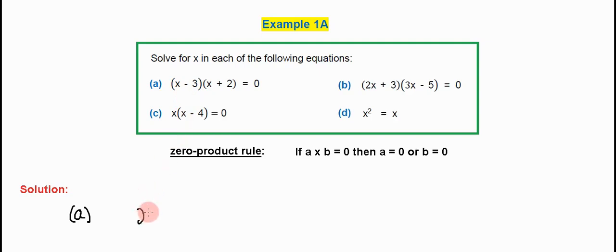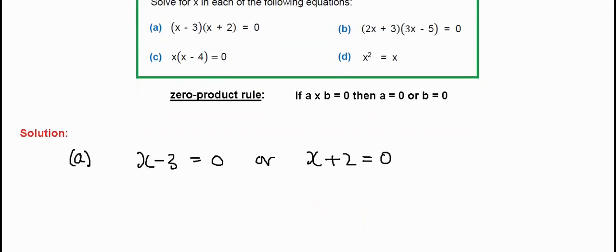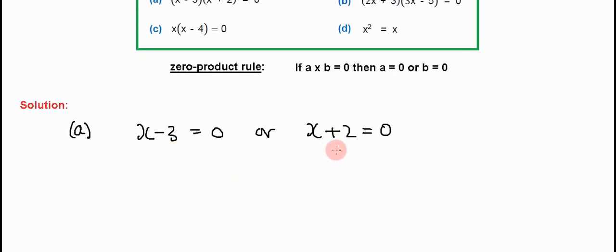In other words, x minus 3 will equal 0. Or b is equal to 0. In other words, x plus 2 must be 0. And now we simply solve for x in each of these two equations. Here we can take the negative 3 to the right-hand side. So x will equal positive 3. In other words, the sign will change. And here we can take the positive 2 to the right-hand side. In other words, x will equal negative 2.